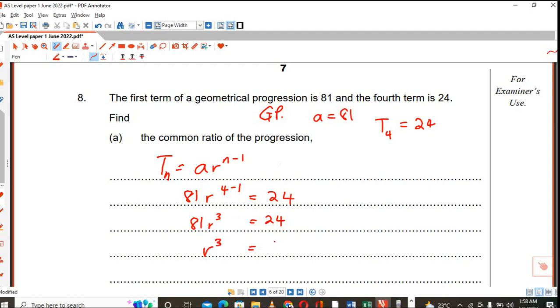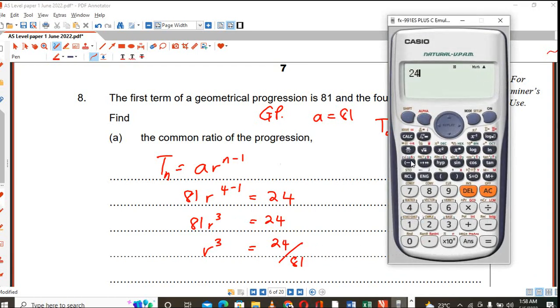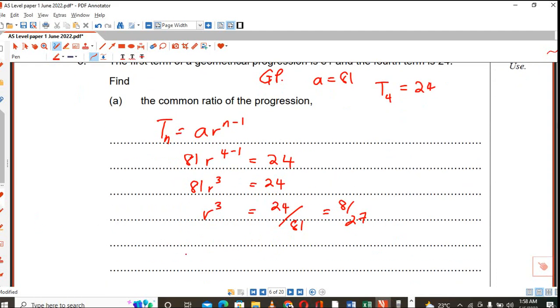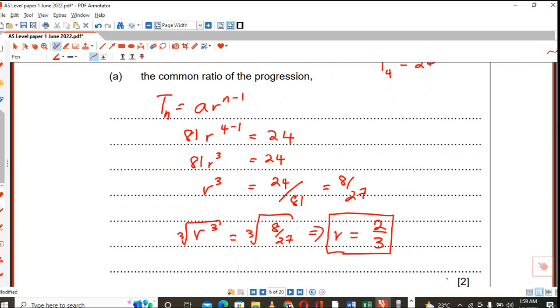So R cubed will be 24 divided by 81. Now if you punch in 24 divided by 81, you will get 8 over 27. In order for us to find R, therefore, we need to take the cube root. So we take the cube root of both sides, and that is going to be R equals 2 upon 3. So that's our common ratio.